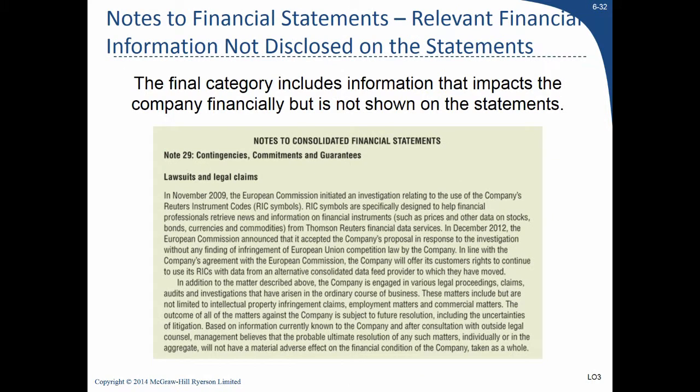They'll also show contingencies, commitments, and guarantees. So these are numbers that aren't always shown on the financial statements, but could impact the business. Lawsuits. If there's a lawsuit that's pending, there might not be any liability on the financial statements, but you as an investor would probably care if you think this company is going to get sued and go bankrupt. So here's a pretty detailed description on an outstanding lawsuit with the European Commission, right?